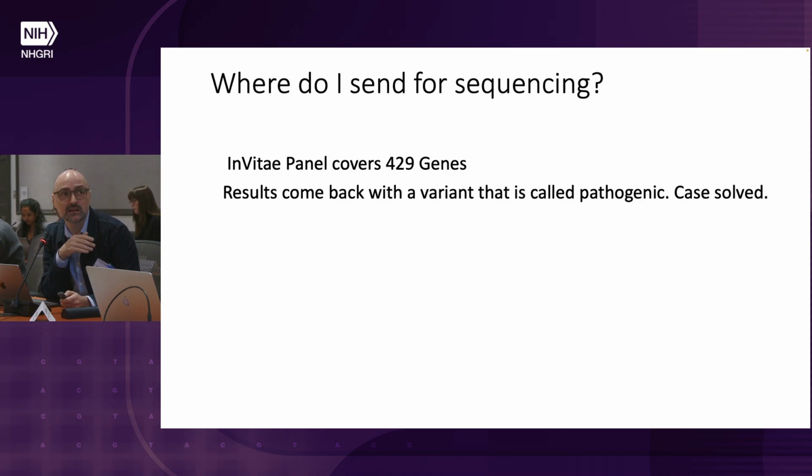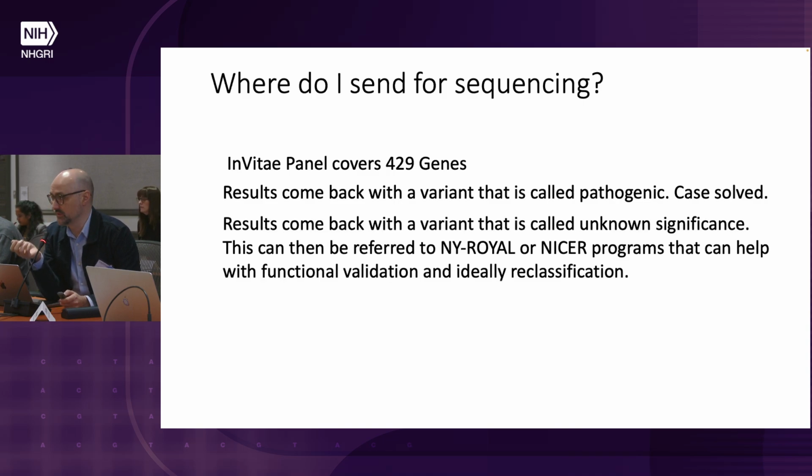So results come back with a variant that is called pathogenic, case solved, meaning there is the exact same variation in TLR3 that causes herpes simplex encephalitis. Let's say that's the case. And now we know that we have a genetic diagnosis and genetic counseling can be done for the family members. Most often what happens is that the results come back with a variant of unknown significance, or VUS, and that's really the stumbling problem right now when the results come back to the provider. This is where the provider says, what do I do?